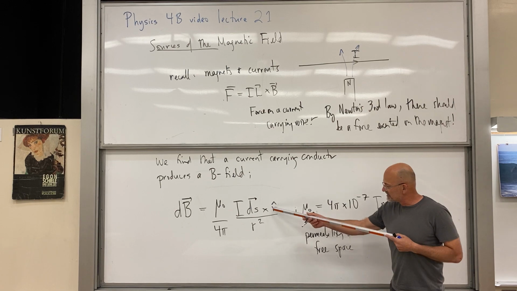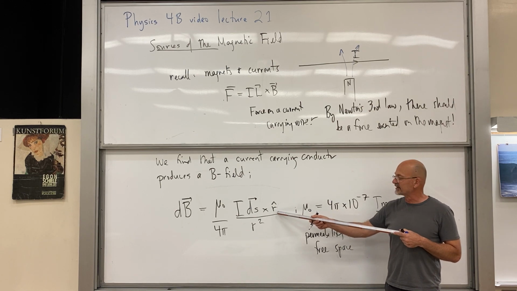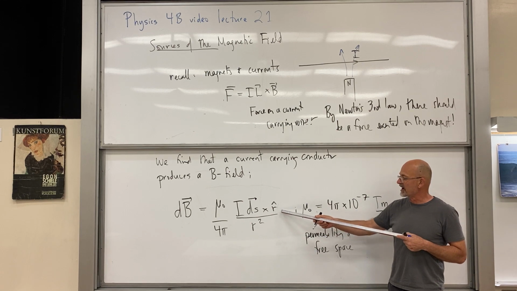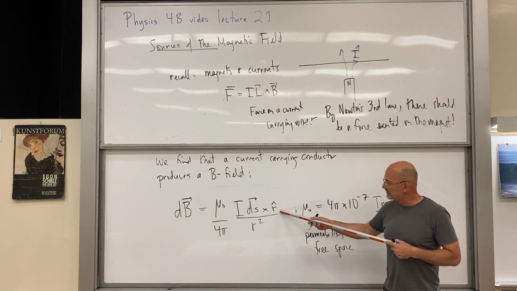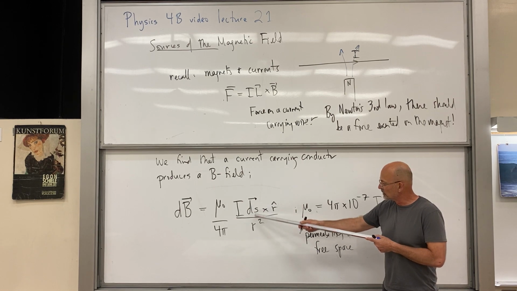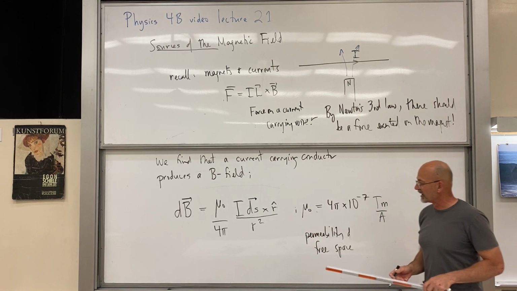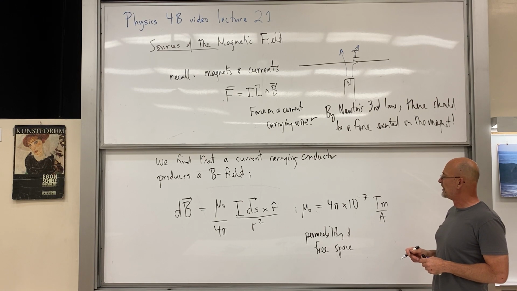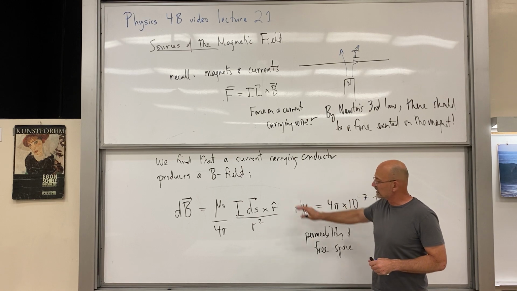And notice this R hat is dimensionless, right? That's a unit vector, R divided by its magnitude. So that's a dimensionless vector, so you have meters over meters squared. So Tesla meters per ampere. Good. So let's have a better look at this thing here.